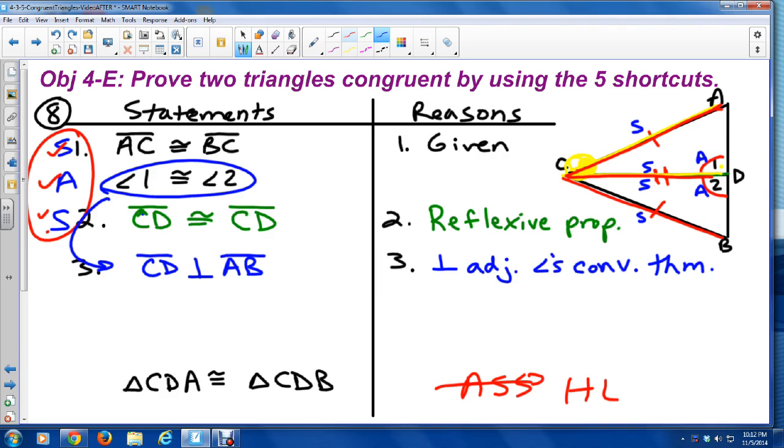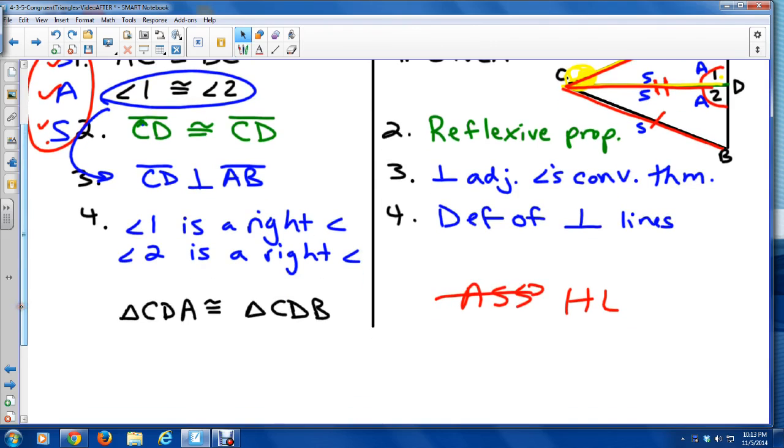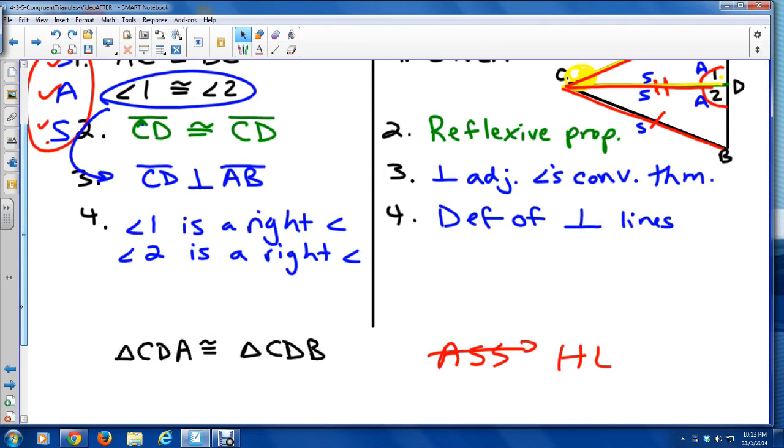Okay, that doesn't get me there, but that gets me pretty darn close, because from there, I think you'll be able to get to the right triangles by saying, if I have perpendicular lines, I have right angles, so angle 1 is a right angle, and of course angle 2 is a right angle. By definition of perpendicular lines. I do need to bump down a little bit more. I've got one more step here.